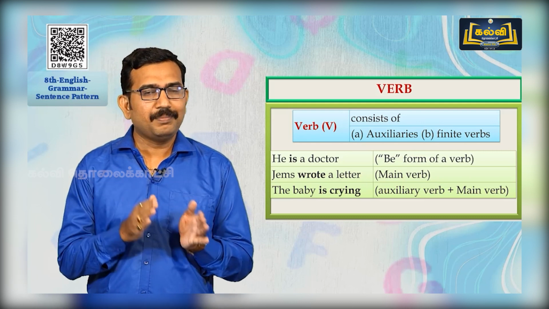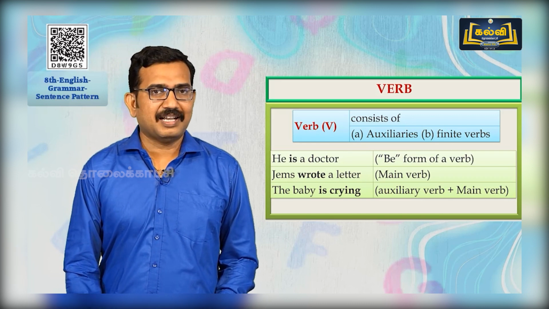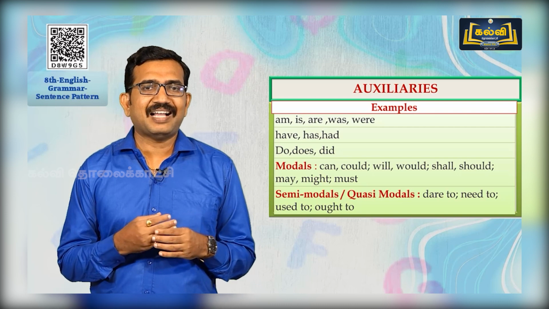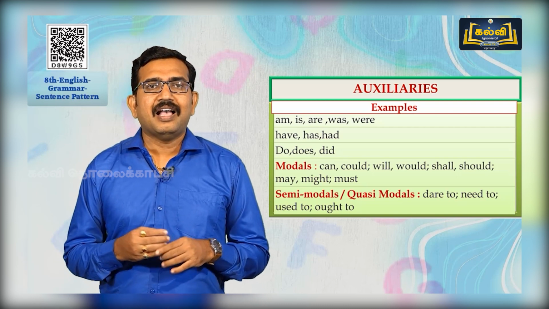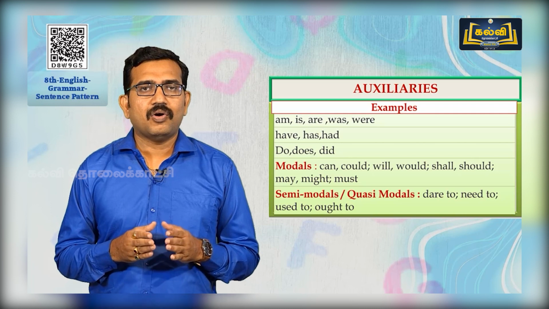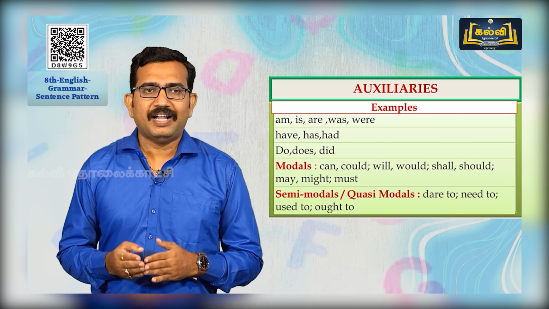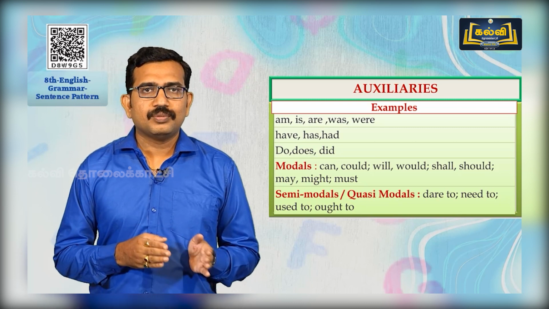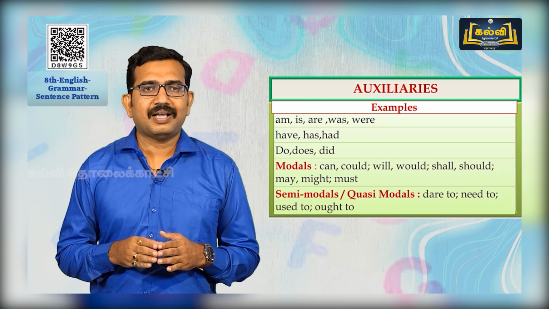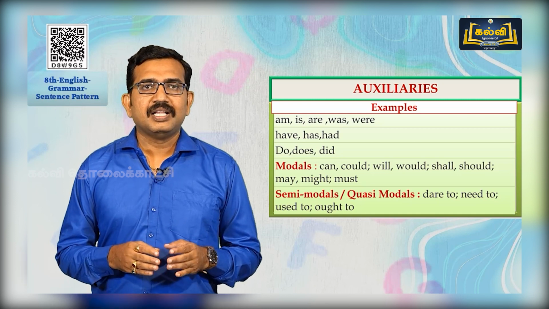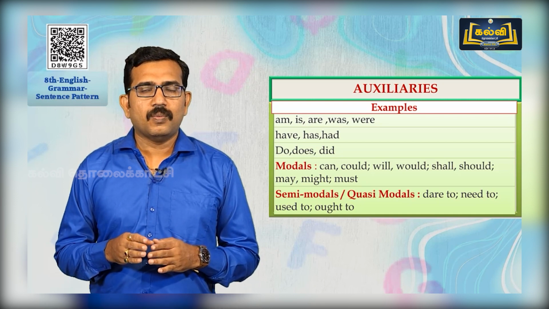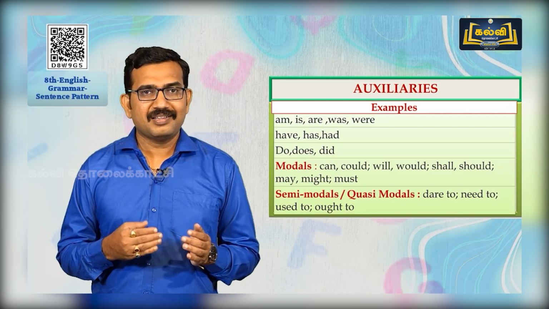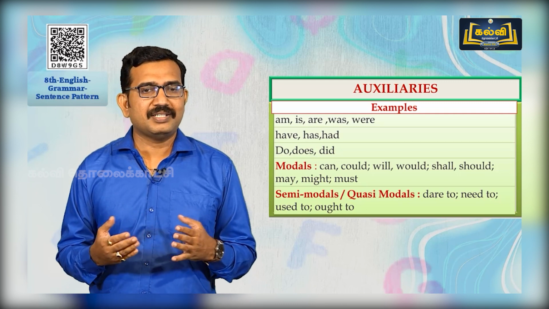Here, auxiliary verb plus main verb is the example. So I have told you two types of verbs. So we'll check some auxiliaries for examples. Am, is, are, was, were, have, has, had, do, does, did. These are auxiliaries, and modals: can, could, will, would, shall, should, may, might, must.